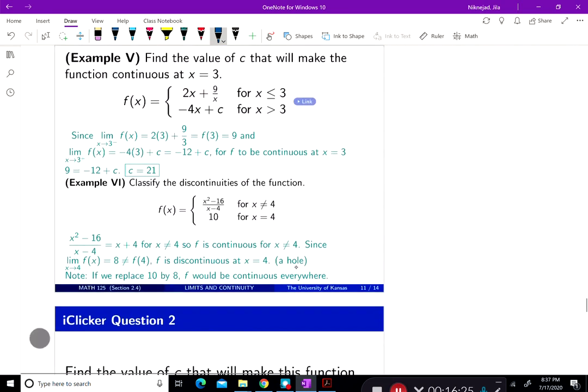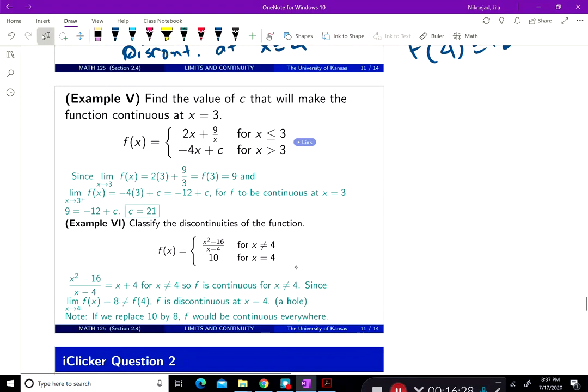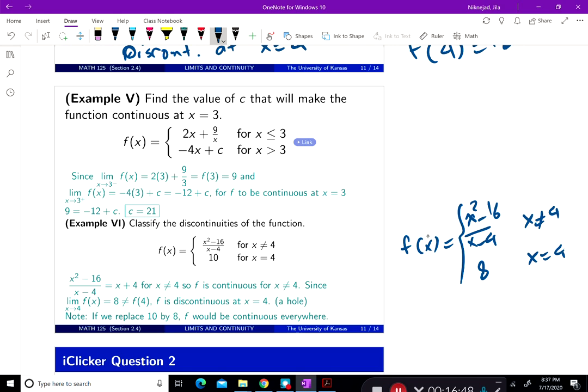Now, note that even though it's discontinuous at x equal to 4, if we had chosen the value of the function at 4 differently, namely if we had chosen 8 instead, then this would have been continuous everywhere. This function, or let's call this g of x, would have been continuous everywhere.